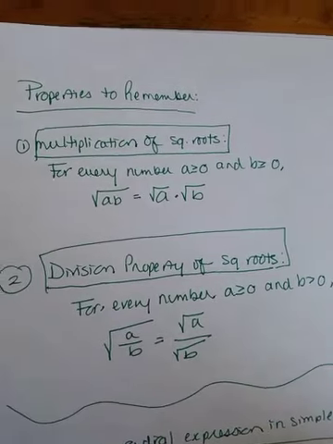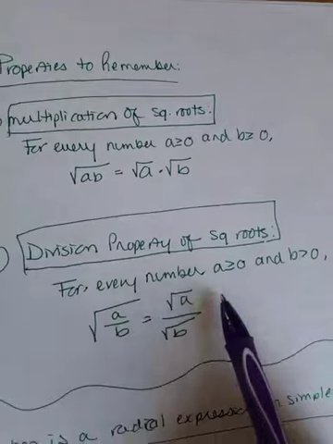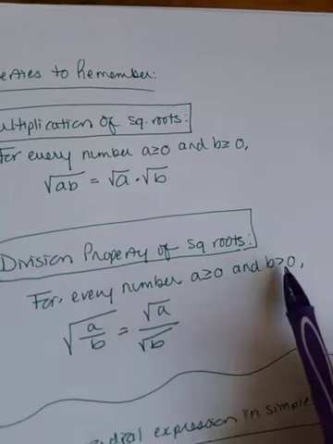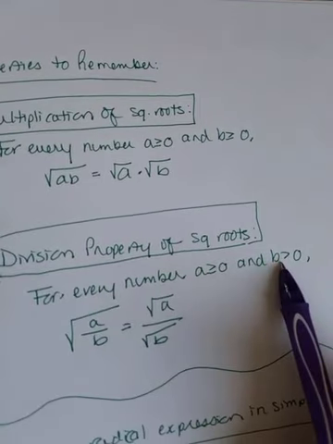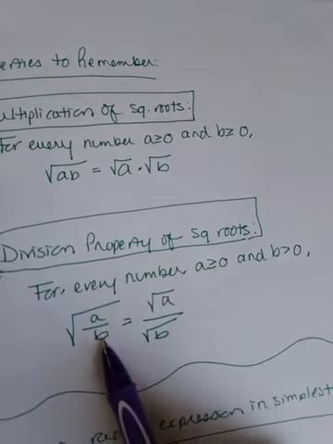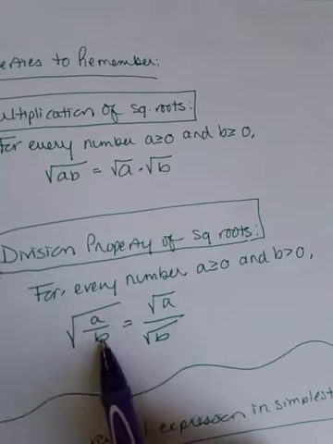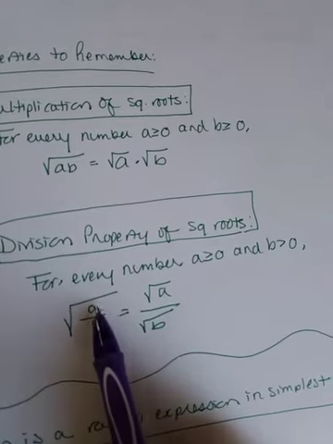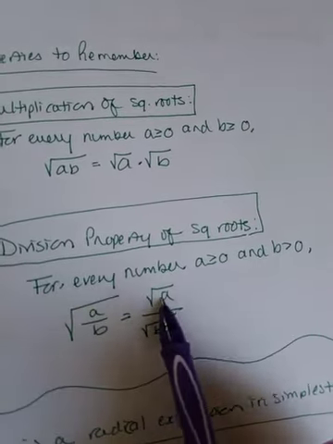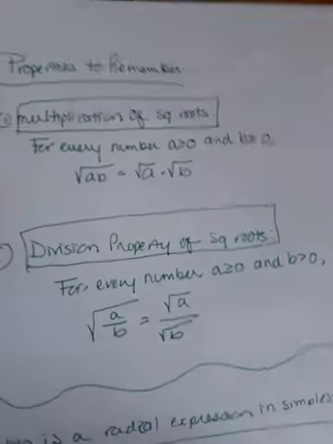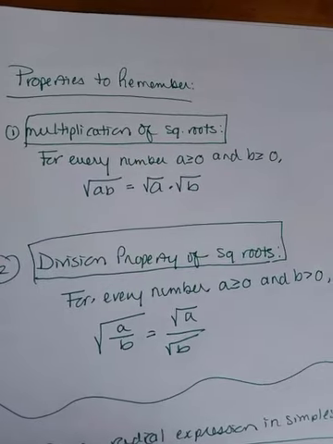And the second one to remind you about is when you're dividing square roots. For every number a greater than or equal to 0 and b greater than 0, b can't be 0 in this case because remember you can't divide by 0. If you have the square root of the fraction a divided by b, you can take the square root of the numerator and the square root of the denominator. I hope this is ringing some bells.